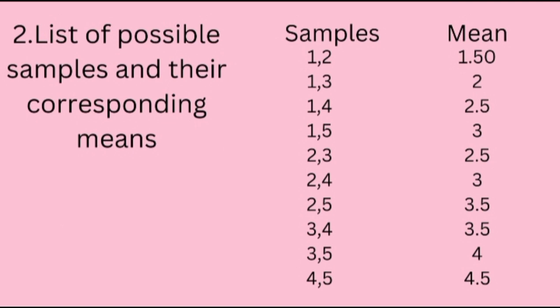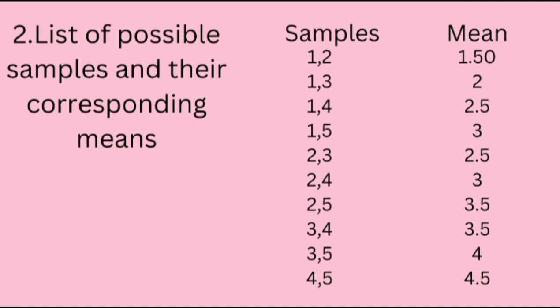Now, we're going to get the mean of each sample. So we're going to get the average of each sample. That is 1 plus 2 divided by 2 is 1.5. 1 plus 3 divided by 2 is 2. 1 plus 4 divided by 2 is 2.5. 1 plus 5 divided by 2 is 3. 2 plus 3 divided by 2 is 2.5. 2 plus 4 divided by 2 is 3.